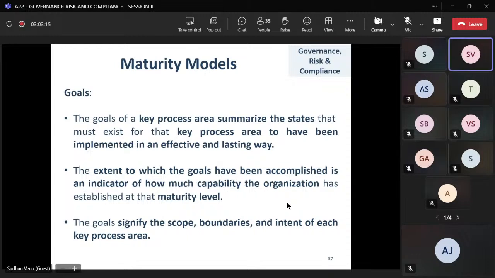And goals. The goal that will have been accomplished is the indicator of how much capability an organization has in establishing the maturity level, and the significance of the scope, boundaries, and intent to each key process area.